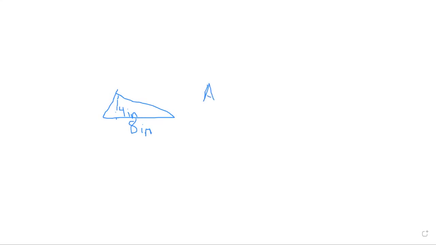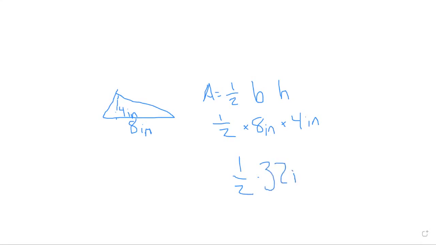So remember, our area is 1/2 base times height. My base is 8 inches. My height is 4 inches. And it's half of that. So this is going to be half of 32 inches squared. So 8 times 4 is 32, which means it's 16 inches squared.